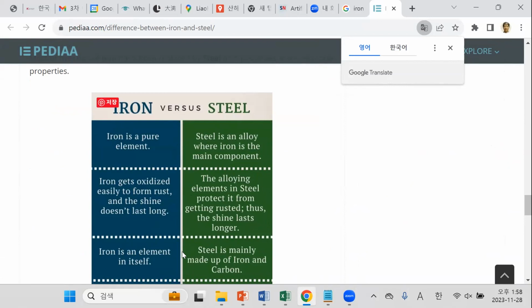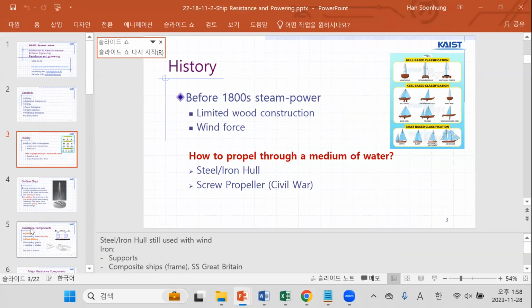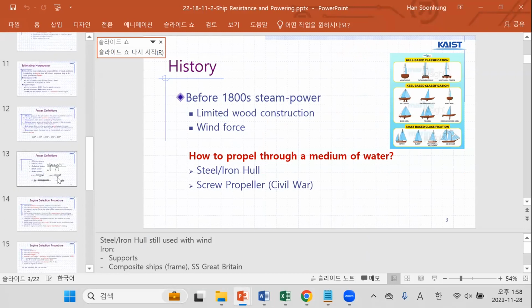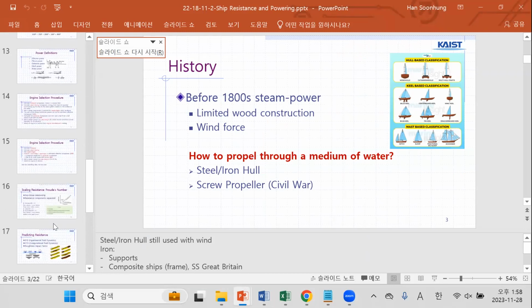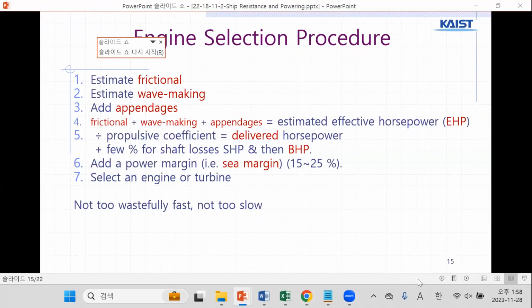Rachel's one thing: why we need to have a calculation of engine selection. Because for the shipbuilding company and the owner, who can be a ship owner or a shipping company, they have a contract when they order a new ship. The contract says there is a guarantee of speed. Otherwise, there is a big penalty on this.